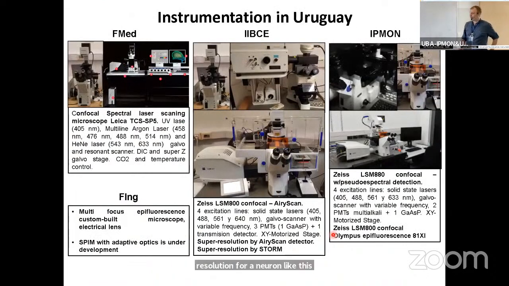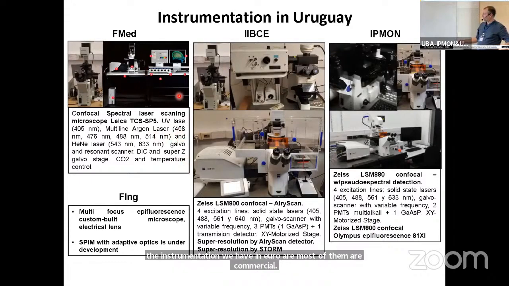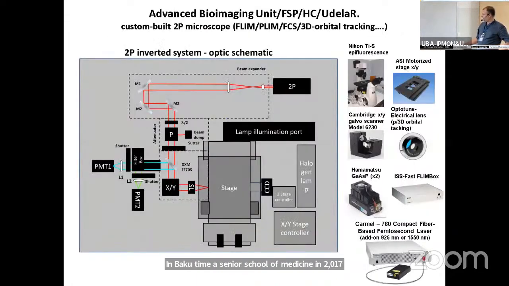So finally, I want to wrap up saying that some of the instrumentation we have in Uruguay, most of it is commercial, in Facultad de Medicina, School of Medicine, Instituto de Investigaciones Biológicas Clemente Estable, Instituto Pasteur, and also in the School of Engineering. And I will just comment on the 2 microscopes that we are developing here. The first one is a 2P microscope on top of an inverted microscope, and we will be using some of all this part that we already covered.